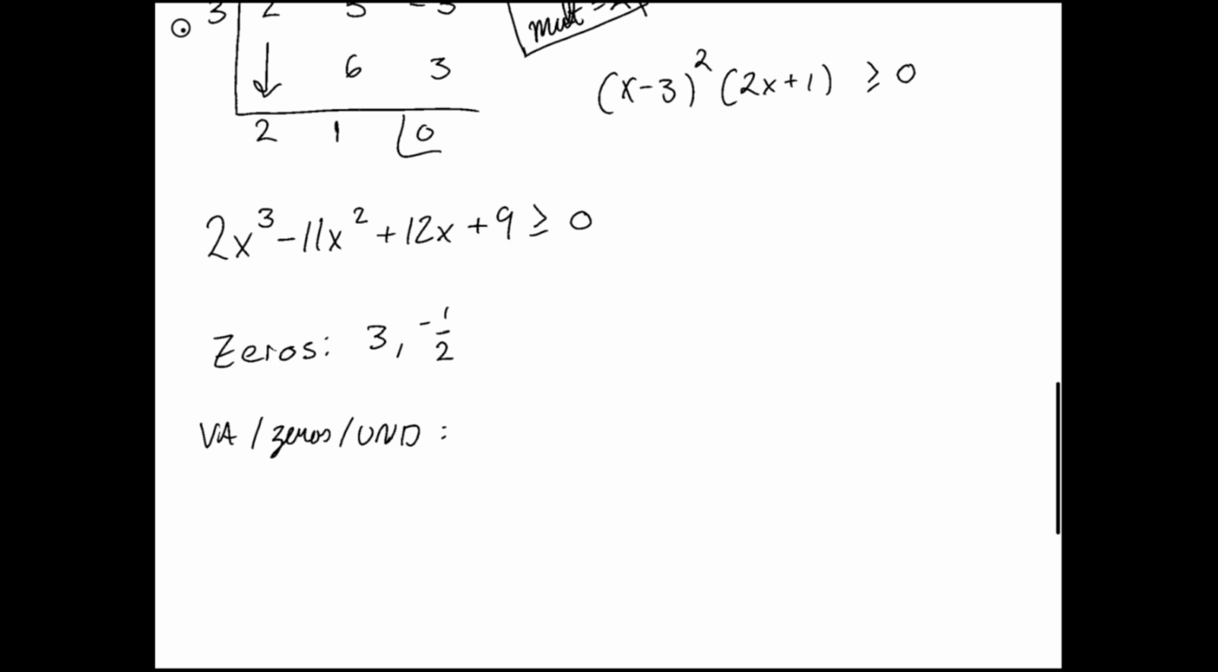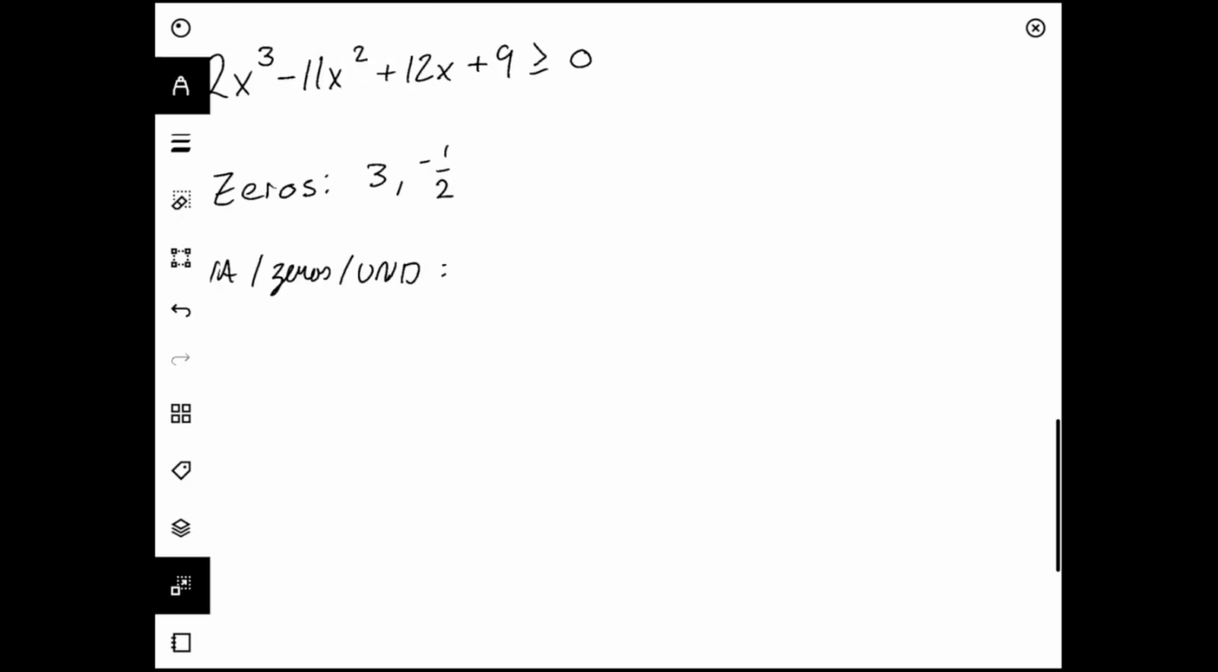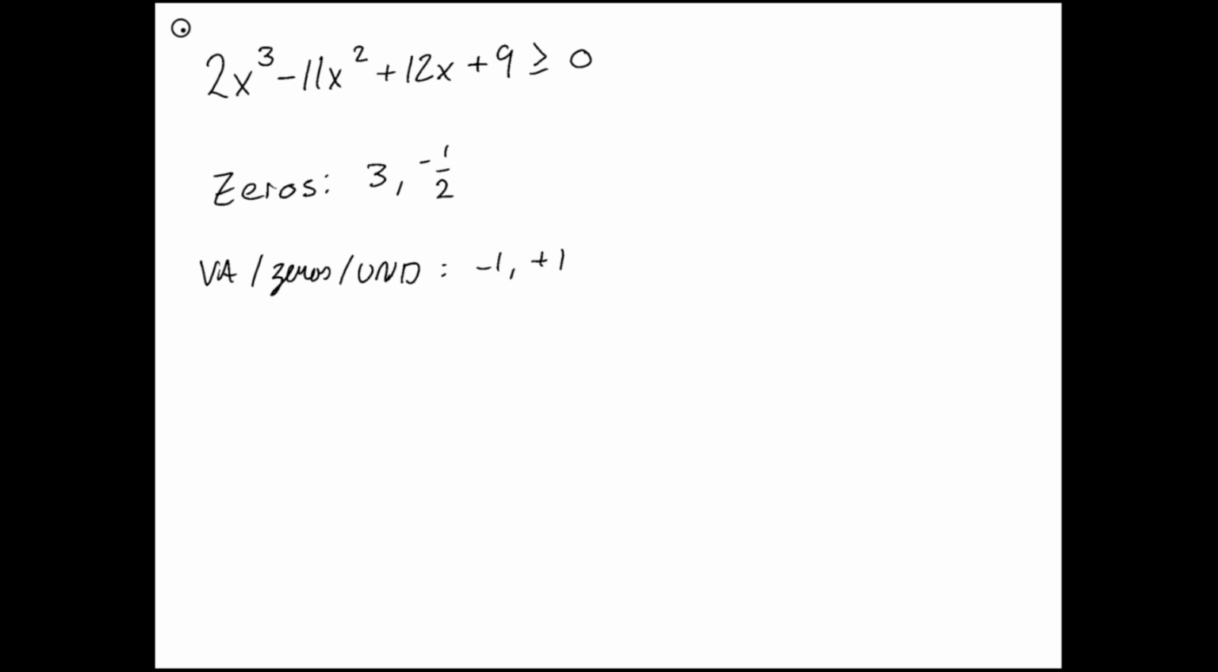So let's leave a little more room for this sign diagram. So negative 1 and positive 1. And so when I make this sign diagram, I need to include all of those points. So we've got negative 1, we've got negative 1/2, we've got positive 1, and we have 3.